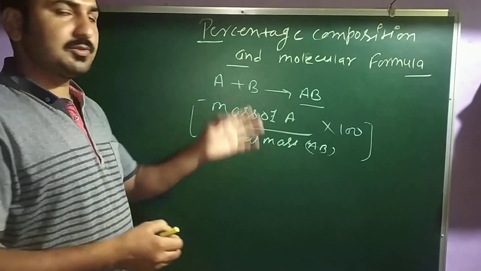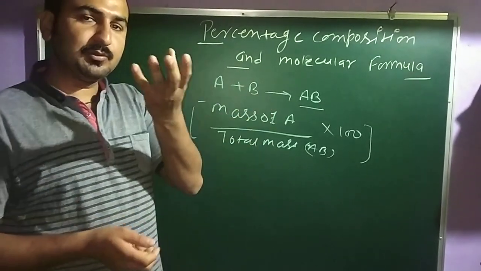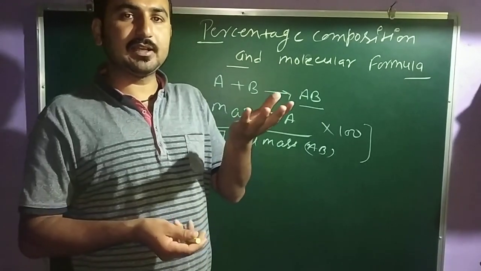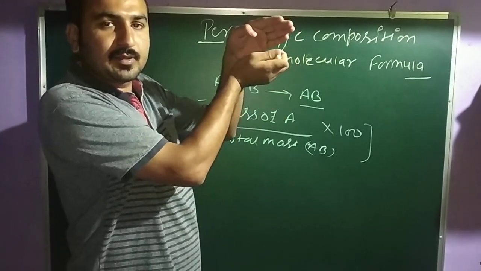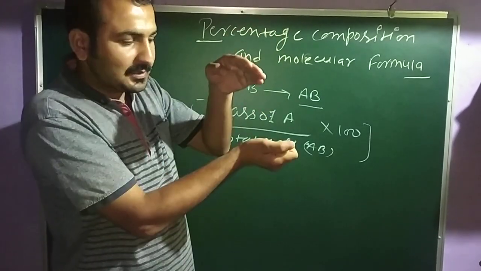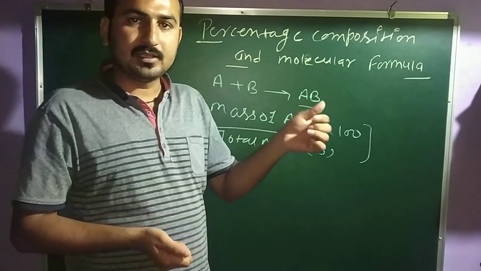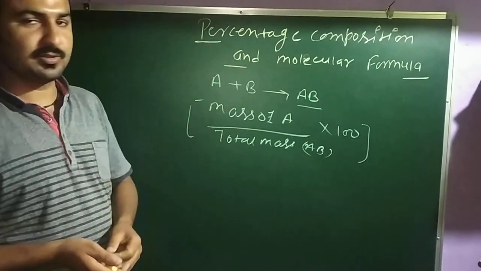ठीक है? No need to remember any typical formula. आपको जिसका परसेंटेज कंपोजिशन निकालना होगा उसका मास हमेशा कहाँ आएगा? ऊपर आएगा. ठीक है? And the total mass will come down, and multiplied by 100. This is called your percentage composition.